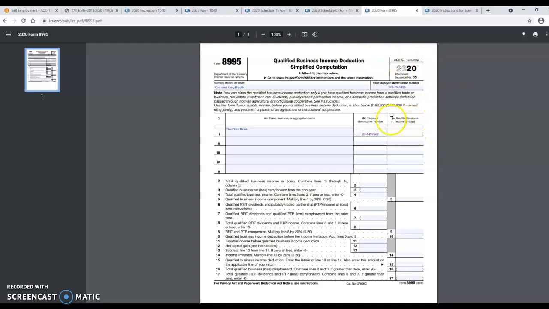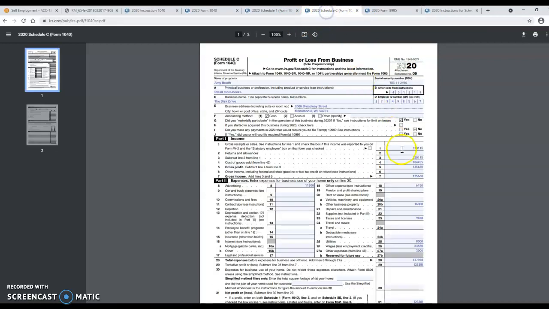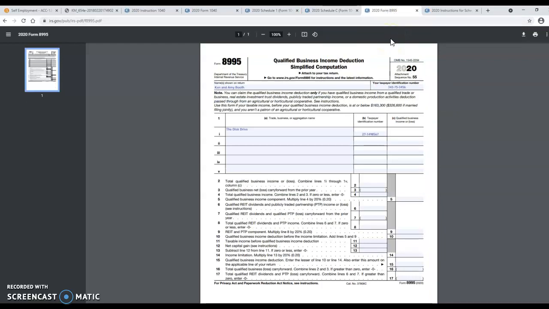Okay, and the qualified business income or loss, she had a loss of 2328. Line 2, total qualified business income or loss. If she had more than one business, that would fill out these other lines, and we'd have to add and subtract them all together. And so that's 2328 loss.